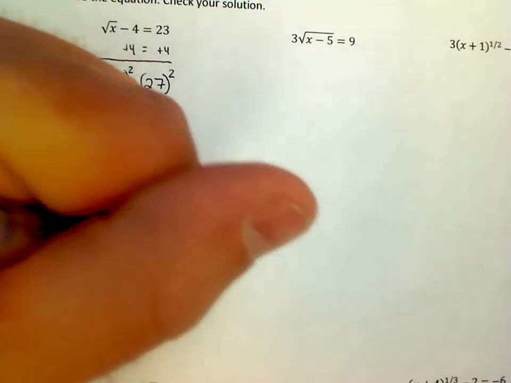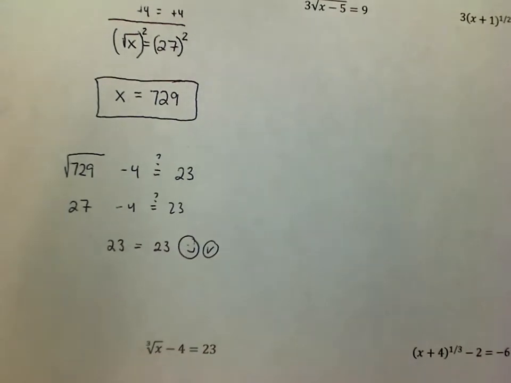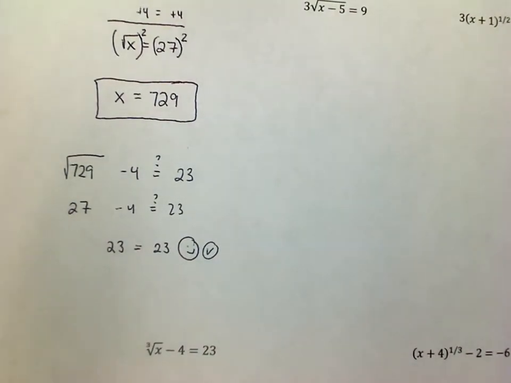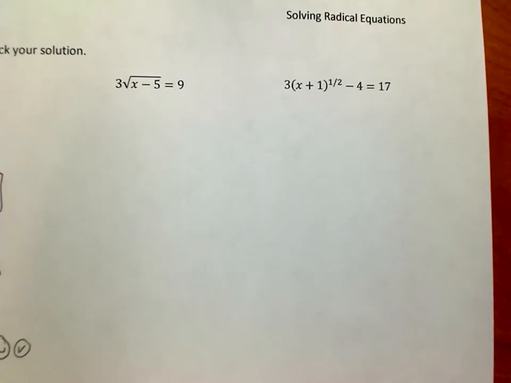So we get a smiley face or a little check mark, something that signifies, hey, we've checked that off. It does indeed work with the original equation. So let's look at another example here. We have 3 times the square root of x minus 5 equals 9.